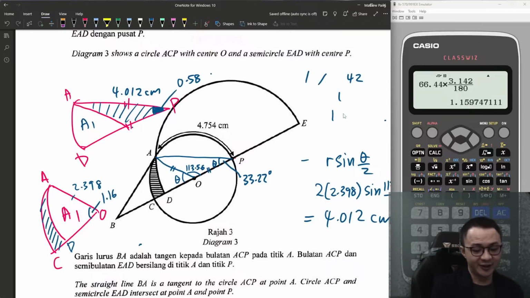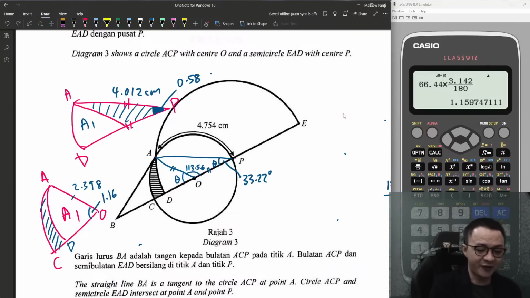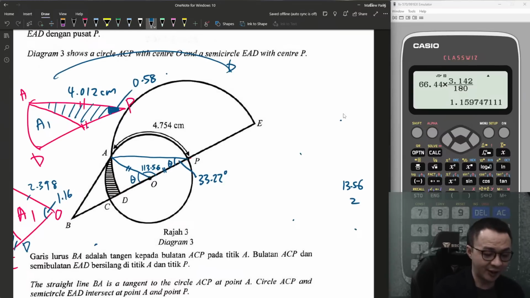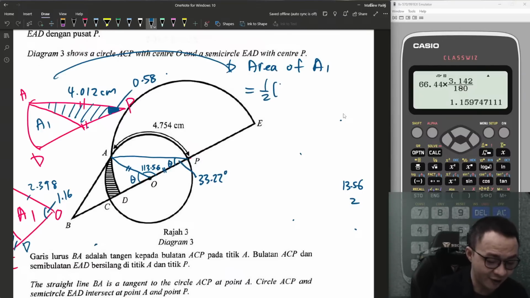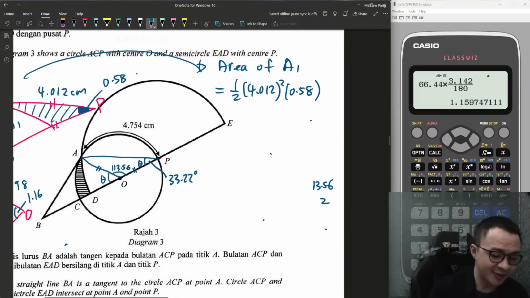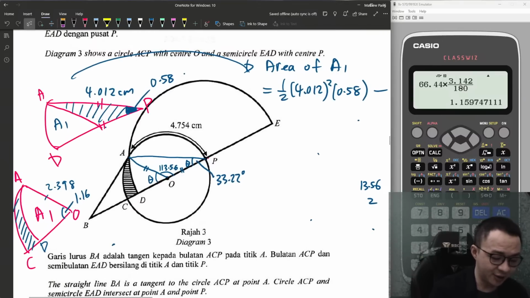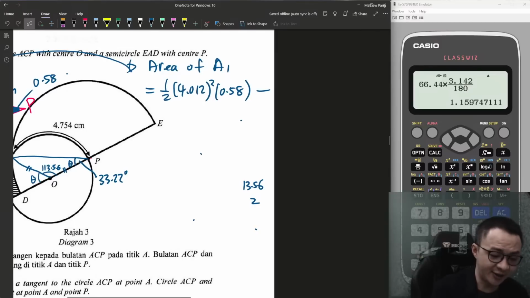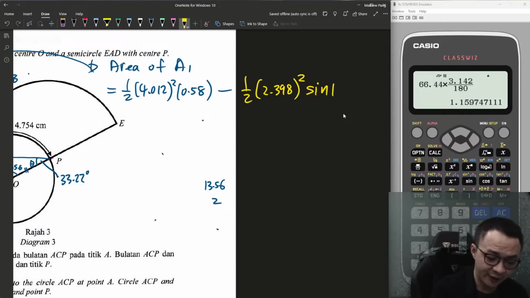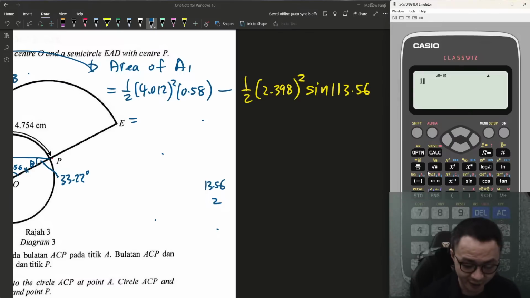Alright, now I finally can do the last step. I want to find A1 first from this top diagram. So I write it down: area of A1 equals the sector, half r square theta, 0.58, minus the triangle. That triangle shouldn't be too hard, right? Half AB sine C. So A will be 2.398, B is the same thing, right? Sine 113.56. Okay, now I can get A1 by typing everything into the calculator.